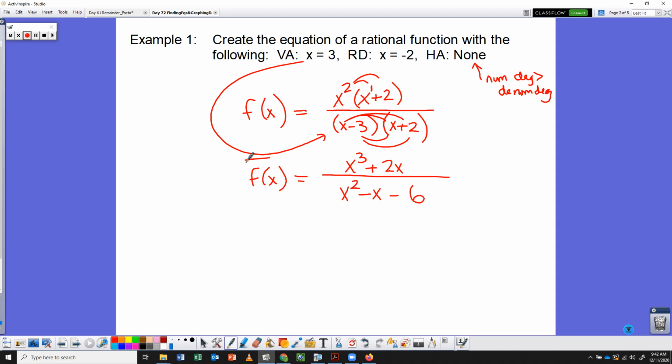This is not the only example, but this is one example of a rational function that would produce the kinds of vertical asymptotes, removable discontinuities, and horizontal asymptotes that they were looking for in this particular problem. All right, let's try one more example like this.